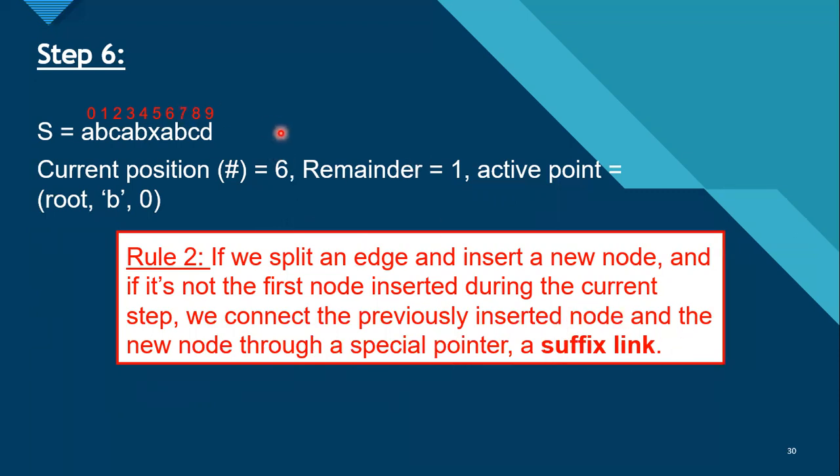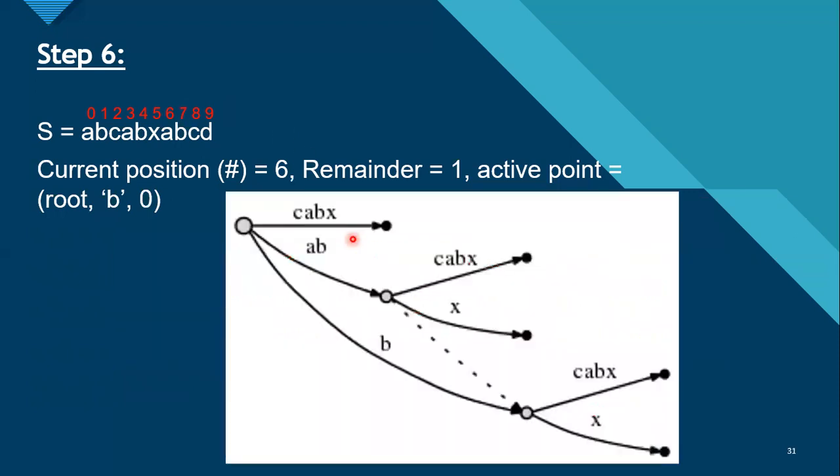So we're still at step 6. In this step 6, yes, we did 2 splits. One time we have split this edge that was previously ABCABX, and now we split BCABX. So our rule is saying if we did 2 splits in the same step, we have to connect the previously created internal node with the newly created internal node through a pointer, and we call this pointer a suffix link.